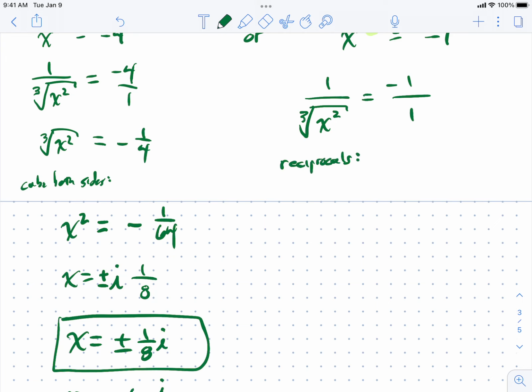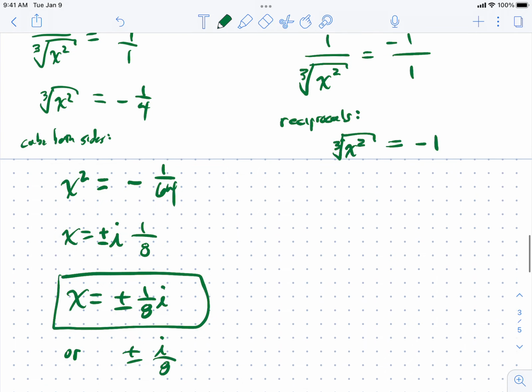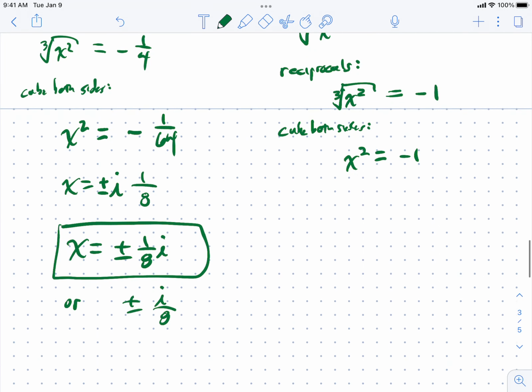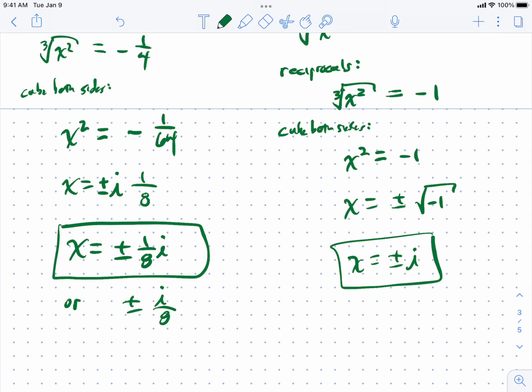So the left side becomes cube root of x squared over 1, which I can ignore. And the right side becomes 1 over -1, which of course is -1. Cool. Cube both sides. I'm following the same steps, aren't I? Cube both sides. So that's going to become an x squared. -1 times -1 times -1 is -1. Take the square root of both sides, plus or minus square root of -1, which is i. Plus or minus i. There.